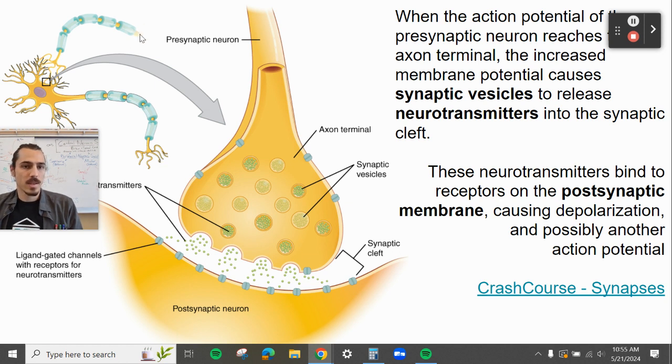Let's say that this was the axon of another neuron, and it is sending a signal to this neuron here at these dendrites. So this little box right here is where we're zooming in. This would be part of the axon here, and this part in yellow would be the postsynaptic neuron, but it would be the dendrites.